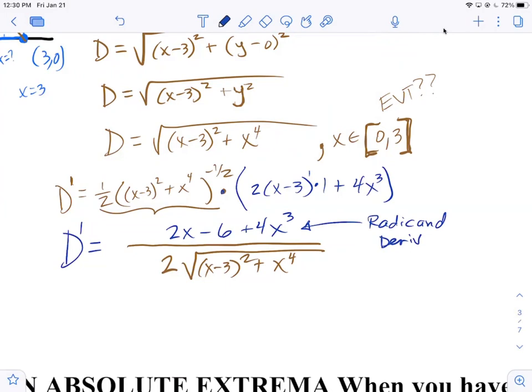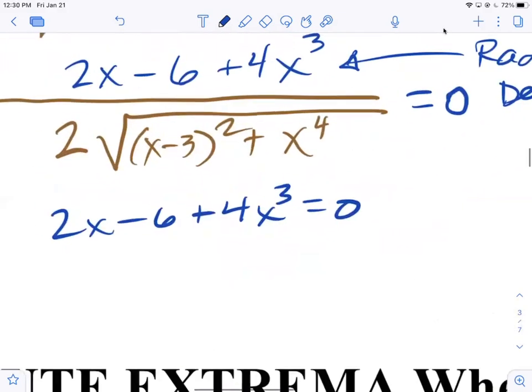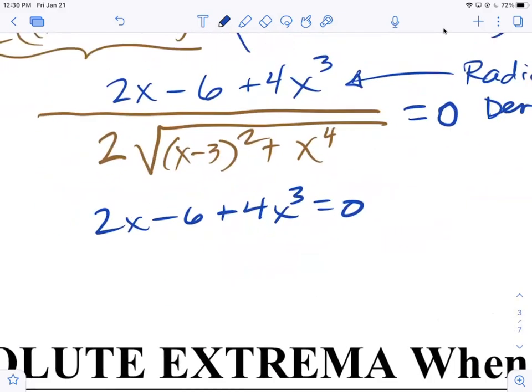Okay, now remember, critical values can come where the denominator is 0, but in these applications, those are the values that are physically impossible. So we really just want to set the numerator equal to 0. So if I set the whole thing equal to 0, that's going to be when 2x minus 6 plus 4x cubed equals 0. Notice what I ended up setting equal to 0 is just the derivative of the radicand. I'm going to come back to that in a second for a good reason. But right now, I'm focused on trying to solve this.